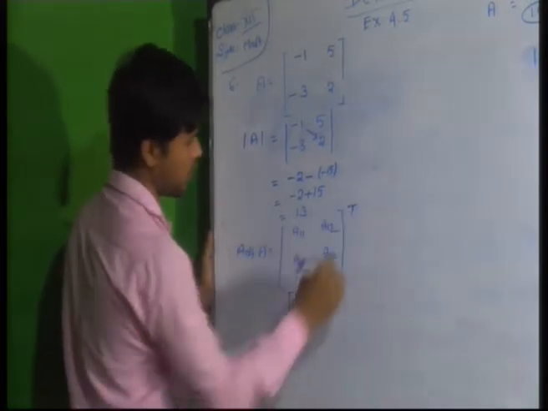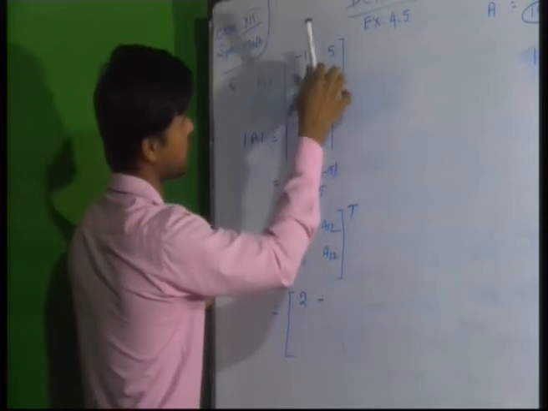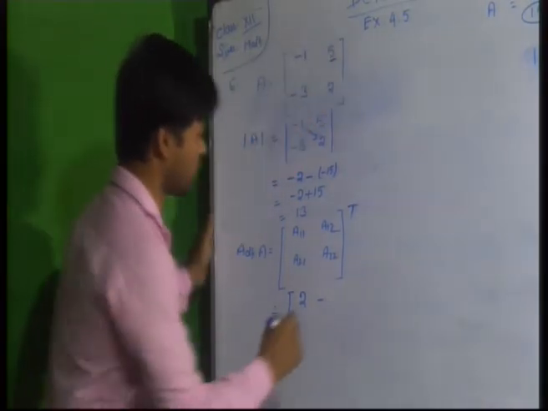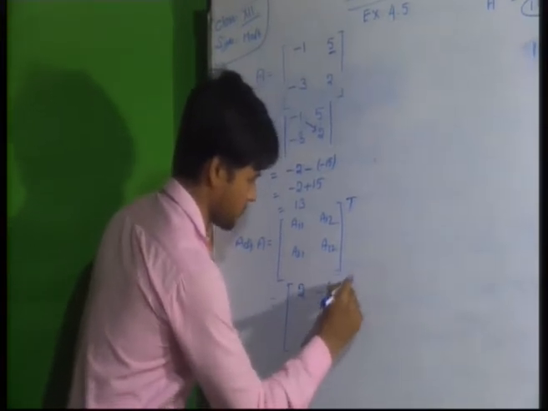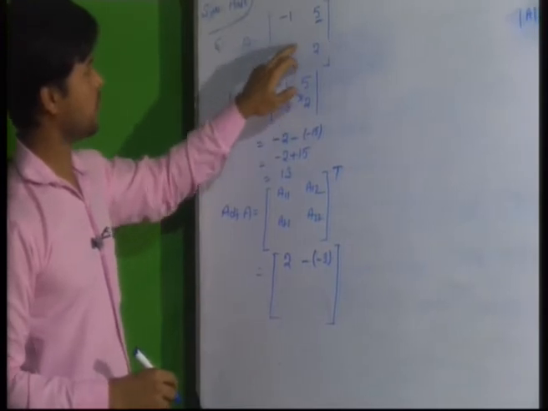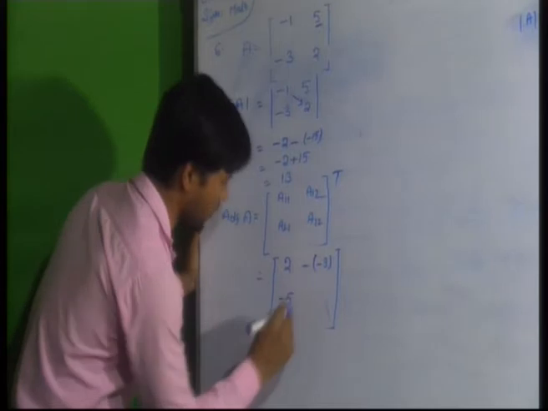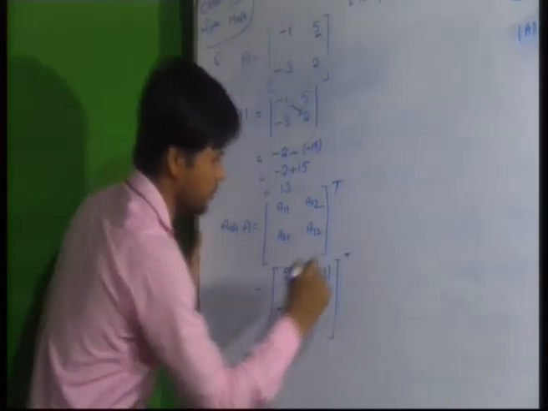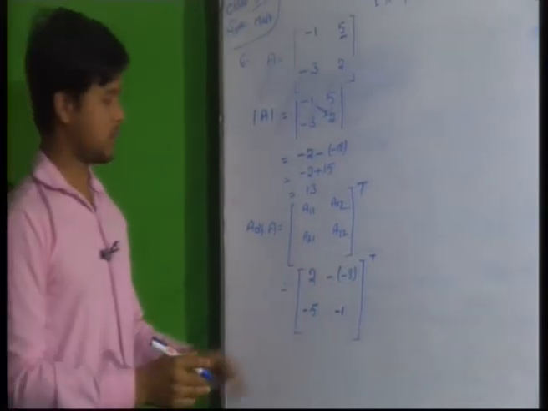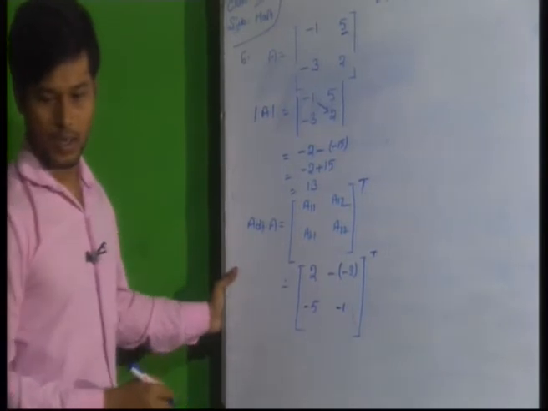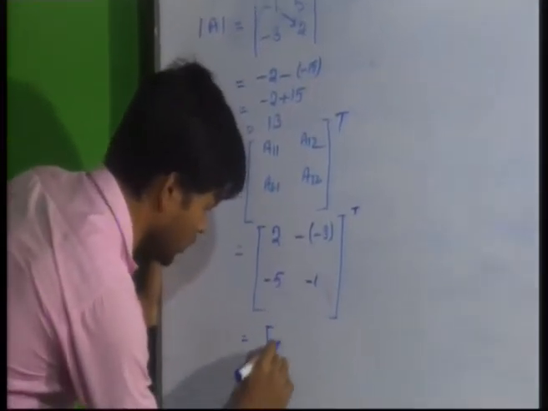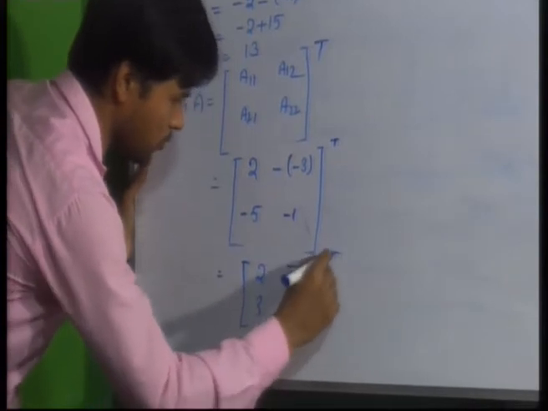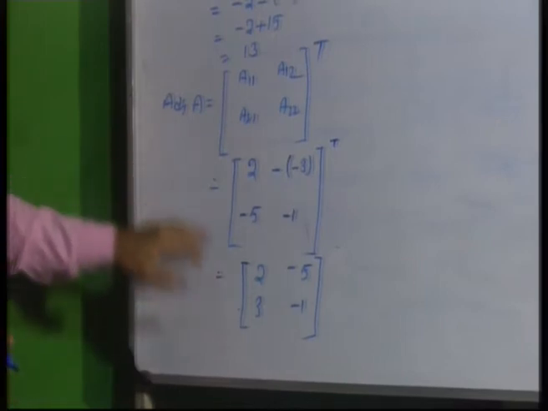Cofactor of A12, meaning this element: we have to cover this row and this column, so the number is minus 3, with the sign, it becomes 3. Cofactor of A21 will be minus 5, and cofactor of A22 is equal to minus 1, and whole transpose. Whole transpose means we have to interchange rows and columns. So if I interchange rows and columns, then we have 2 and minus 5, this is 3 and this is minus 1. We have done the transposition. So adjoint A is equal to this matrix.